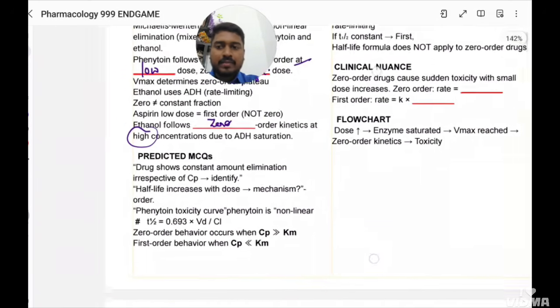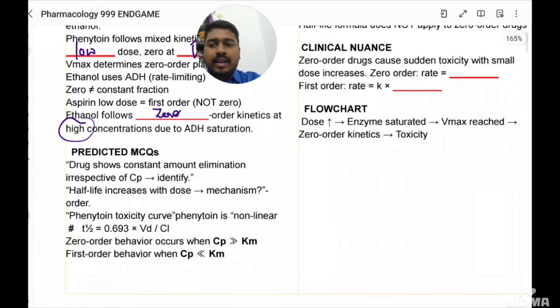Now there are a few important MCQs which can be asked. A drug shows constant amount elimination irrespective of plasma concentration. Which metabolism is it? Yes, very good. So no matter how much the drug concentration is, the same amount is excreted. So this is zero order kinetics. Very good. Now half-life increases with the dose. What is the mechanism? So half-life is not constant. If the drug concentration increases, the half-life also increases, which means the elimination rate is the same. This is true for zero order kinetics.